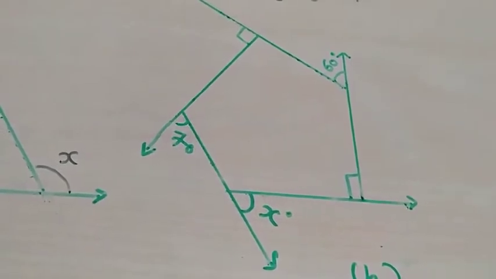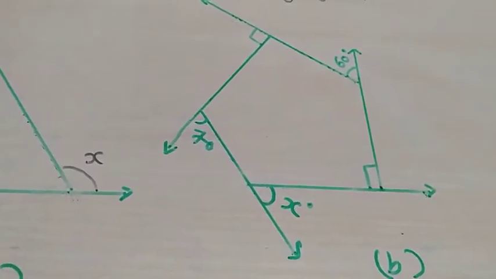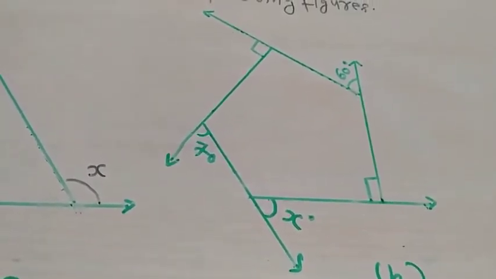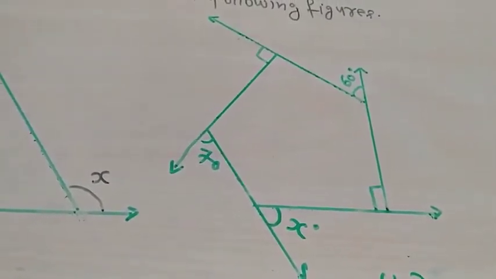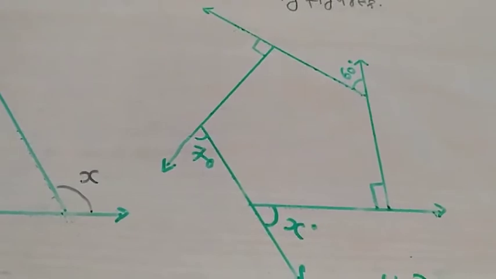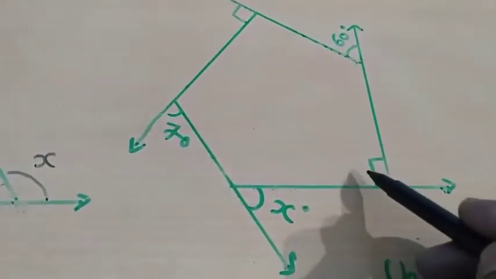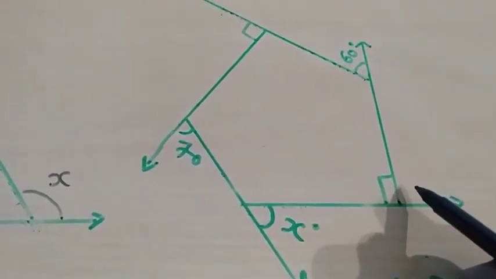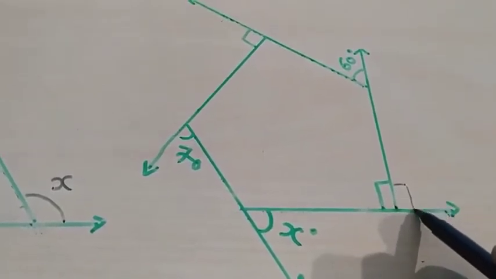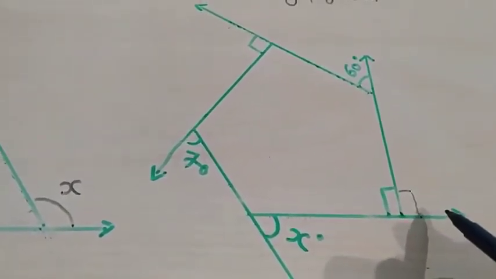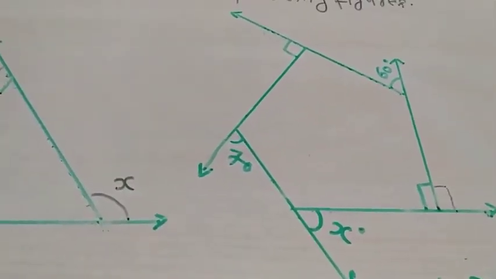Let's see. This is figure B. The exterior angles are given: 70 degrees, x degrees, 90 degrees, 60 degrees, and also 90 degrees. Here you can see this is 90 degrees because this is a straight line. This is 90, so it is also 90. Clear? This is the symbol of 90 degrees. So here it is also 90 degrees because this is a straight line. So we find the value of x in this figure.